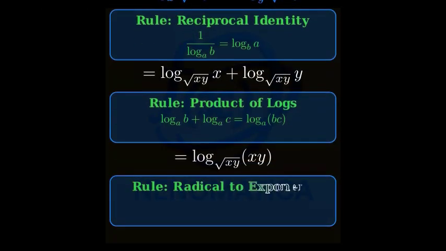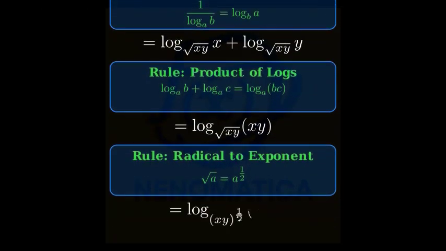Step 3. Rewrite the square root as a 1/2 power. The square root of xy equals (xy) to the 1/2. So the base becomes (xy) to the 1/2.